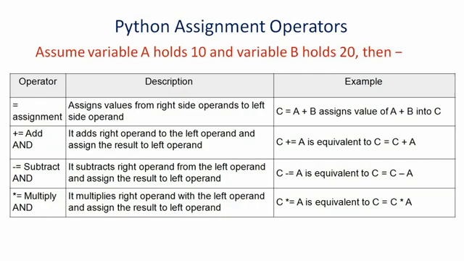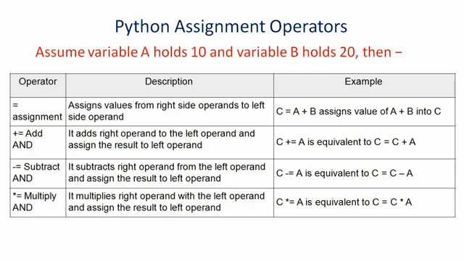Plus equal to, the name is add and. It adds the right operand to the left operand and assigns the result to the left operand. For example, C plus equal to A is equivalent to C equal to C plus A. Minus equal, subtract and. It subtracts right operand from the left operand and assigns the result to the left operand. C minus equal to A is equivalent to C equal to C minus A.